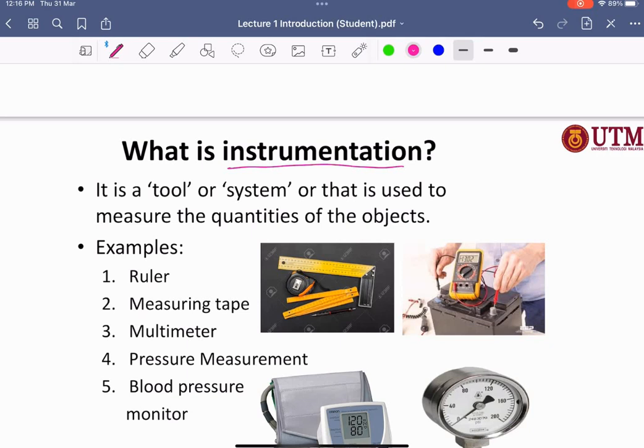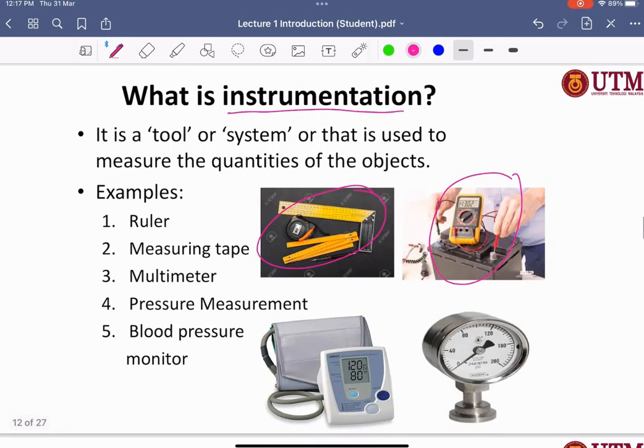If you want to measure something electrical, variables like resistance and voltage, you can use the multimeter. The multimeter is very important if you are doing an experiment involving electronic or electrical stuff. This is like the basic tool, like our heart, and so on.